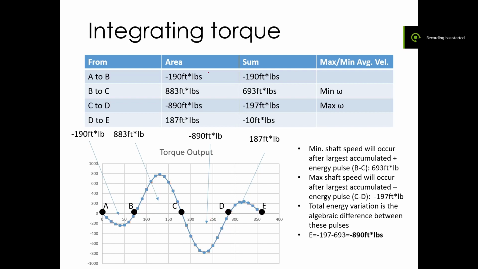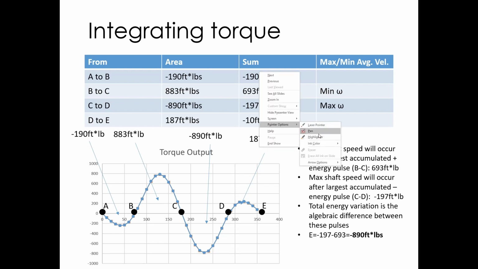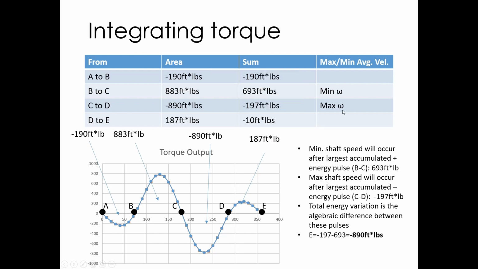So anyway, let me get my pen going. Here we go. When the torque out is positive and the work being done is positive, it's going to be delivering work. When it's delivering work, it's going to be slowing down to deliver that work. So when this is positive, it's going to be slowing down. When it's negative, it's receiving work and it's going to be speeding up.